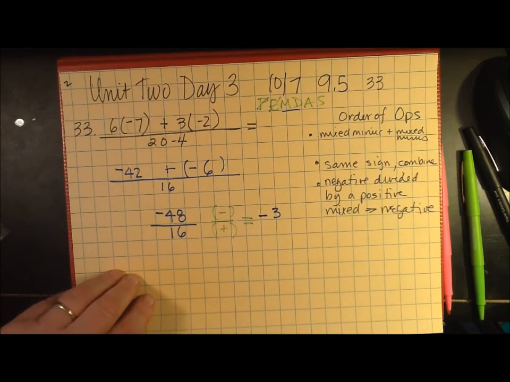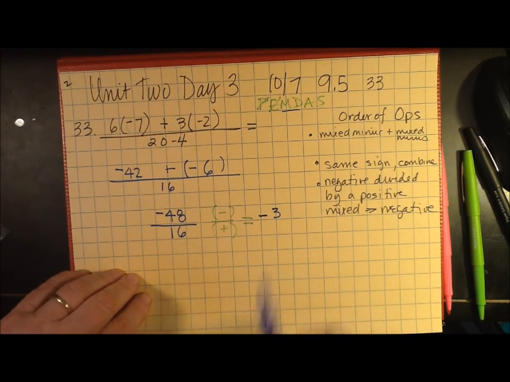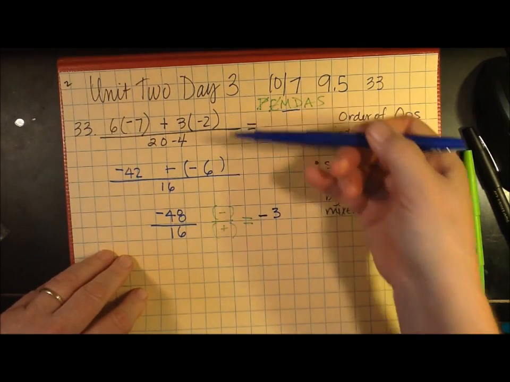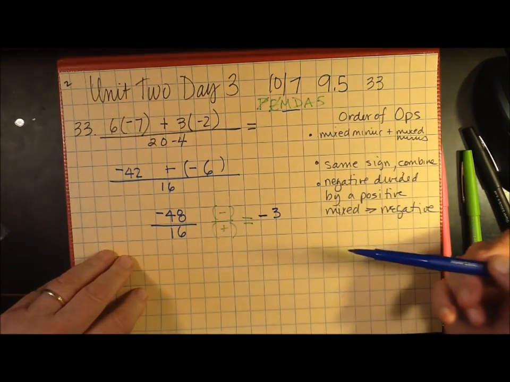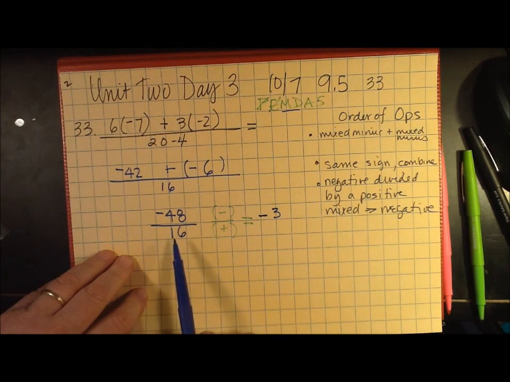Again, being very careful and systematic, working with the numerator first, following your order of operations, and working down, and then in the very end, when it's as pretty simple as it's going to get, then doing your division work.